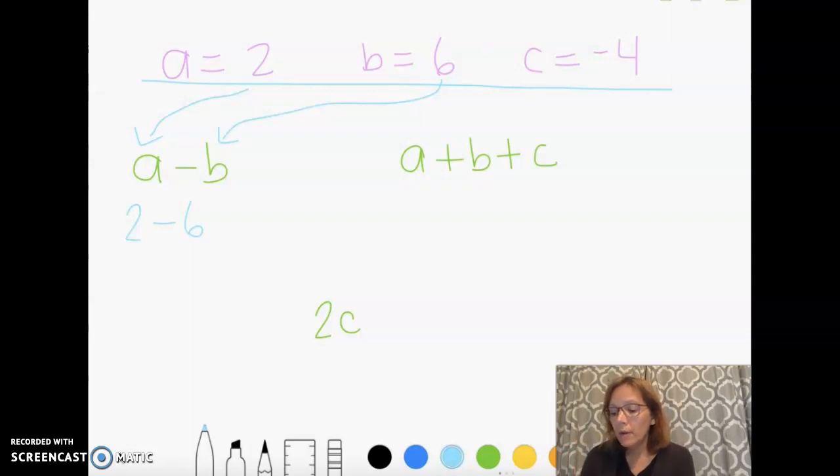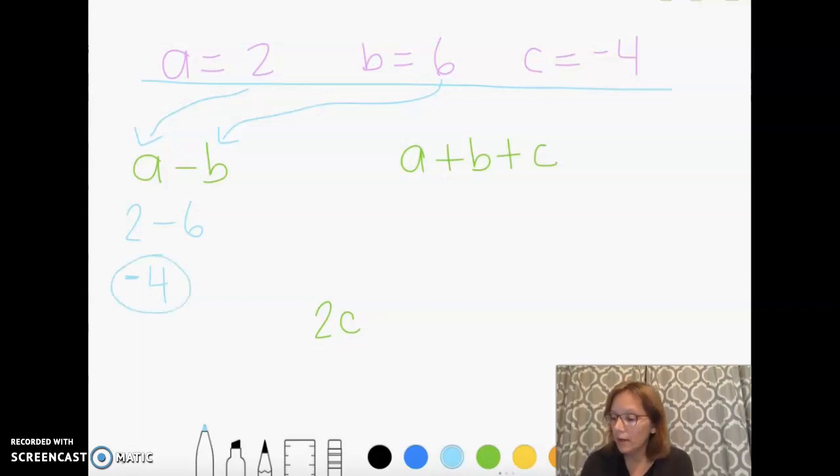So now I look at my numbers. I see that my signs are different. When the signs are different, you subtract. So 6 minus 2 is 4. And the answer takes the sign of the bigger number. 6 is bigger, and it's negative, so I got a negative 4.